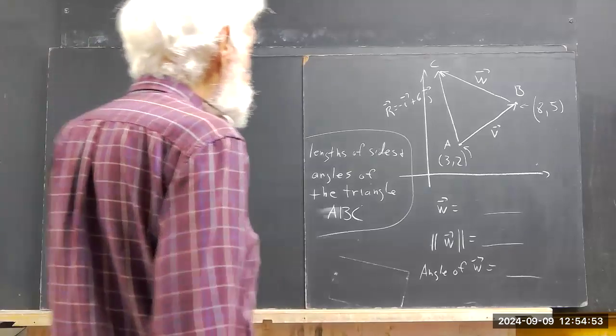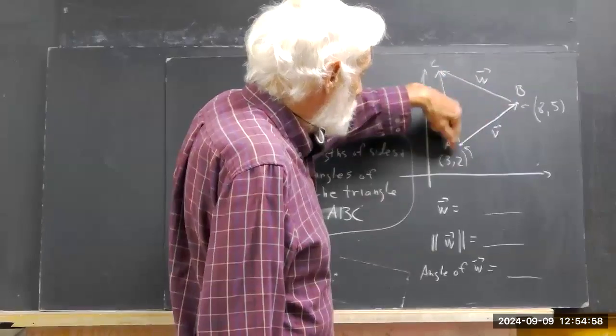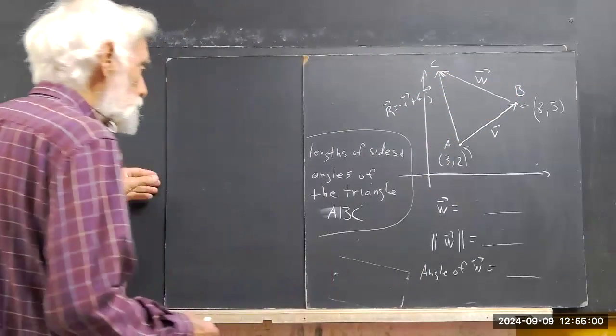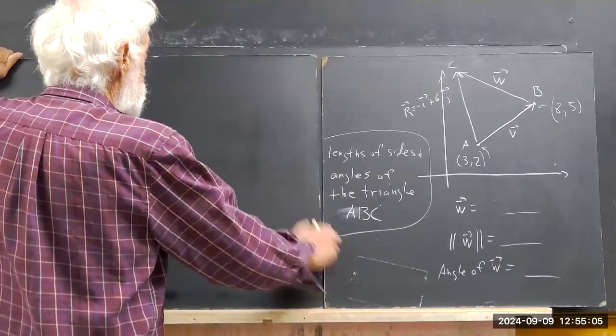Okay, so we have this situation. Vector B runs from 3.2 to 8.5. Well, let's just draw the picture and write down the information in the order we see it.